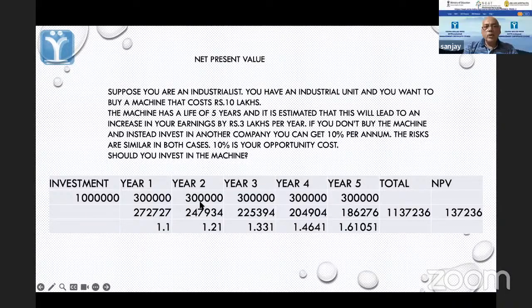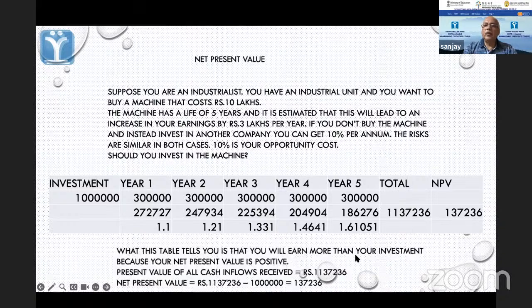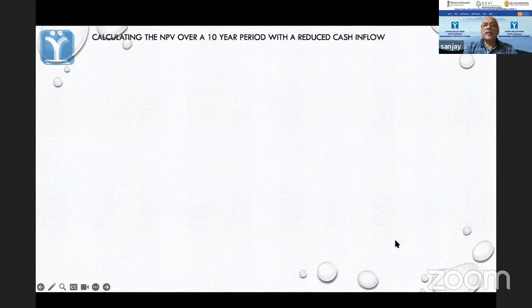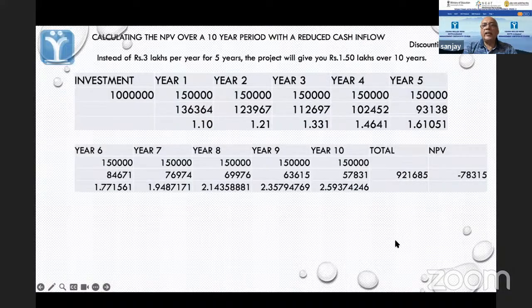So now if you reduce each year's inflows that you receive to its present value, and you add these present values, you will get 11,37,000. So the present value of those 15 lakhs is 11,37,000. But since this is still more than this 10 lakhs, this means that you are making a profit, and therefore it's good for you.